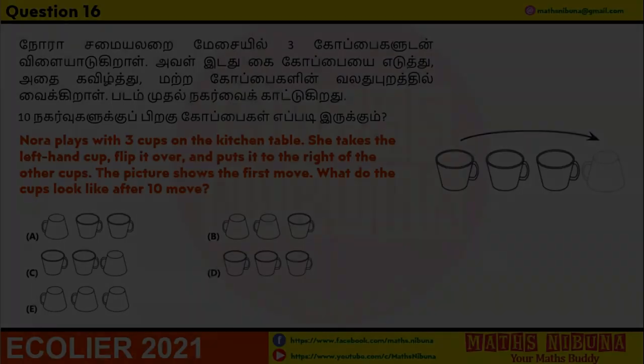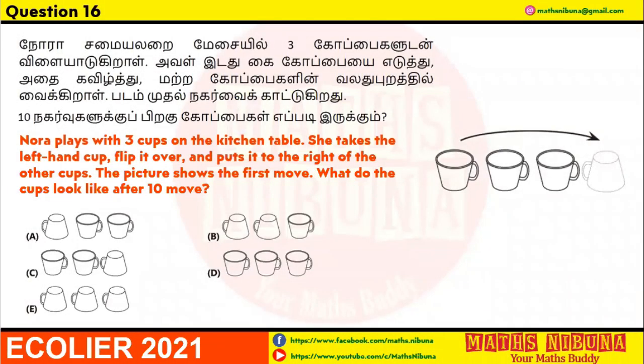Question 15. Okay, let's look at question number 16. This question says Nora placed 3 cups on the kitchen table. She has 3 cups: cup 1, 2, and 3. She takes the left-handed cup and flips it over, that means puts it upside down, and puts it to the right of the other cups. That means she takes this cup, puts it at the right of the other cups, and flips it over.